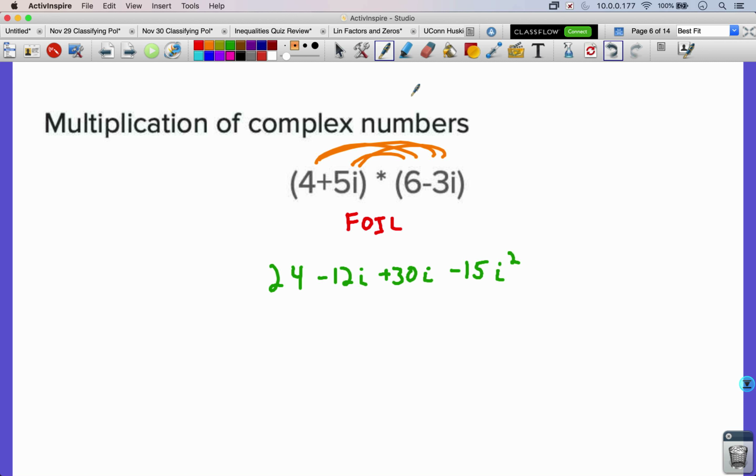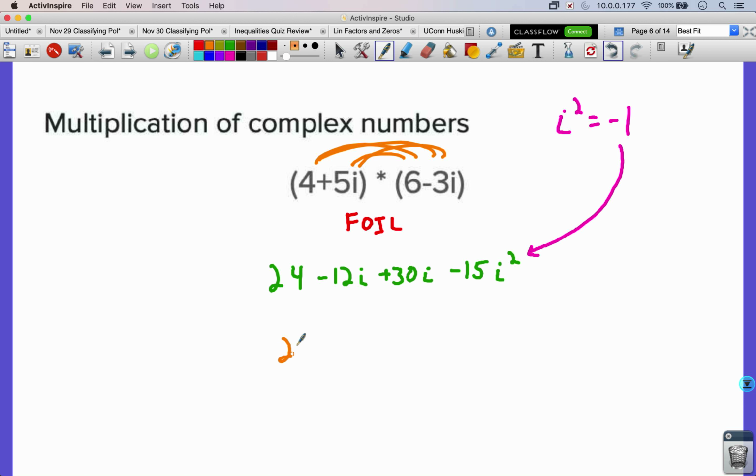But what do we know about i squared? i squared is equal to negative 1. That's the definition of i. It is the square root of negative 1. So when you square it, you get negative 1. So right here, we could replace this i squared with a negative 1. And that would make this whole term just a positive 15.